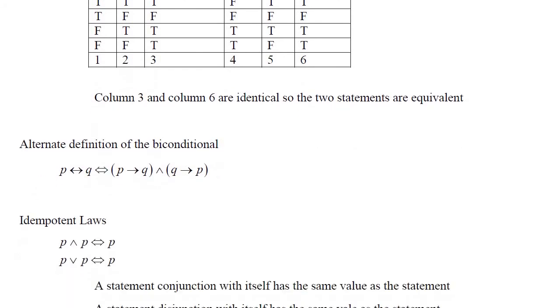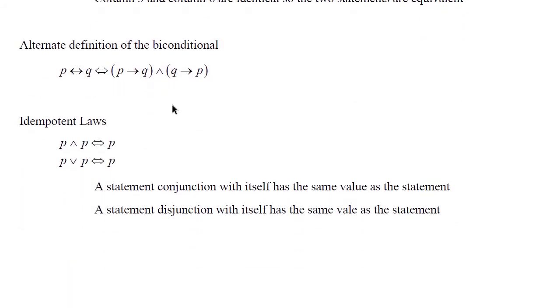All right, let's take a look at the alternate definition of the biconditional. The biconditional statement, P if and only if Q, is equivalent to the statement if P then Q and if Q then P. So this statement on the right, if P then Q and if Q then P, gives us the exact same set of truth values as our biconditional.